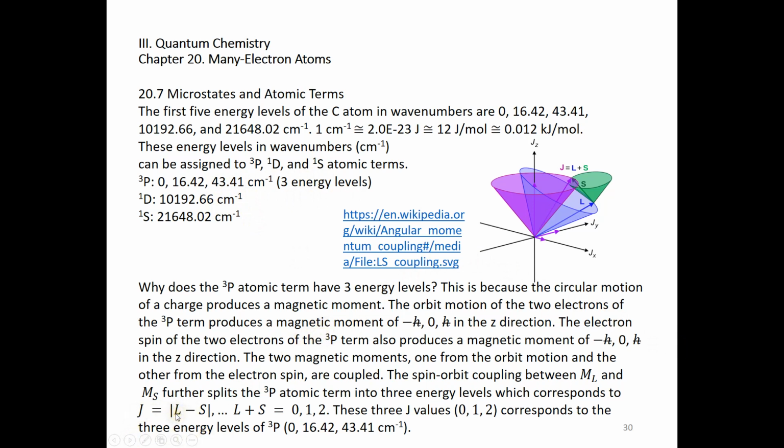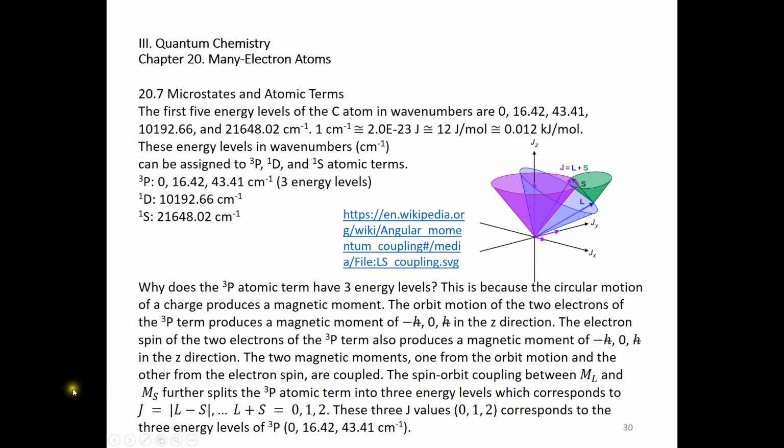J is from L minus S all the way to L plus S. So J is 0, 1, or 2 for the carbon 3p atomic term. Because when you see 3p, P means L is 1. When you see this 2S plus 1 is 3, S is 1. So when L is 1, S is 1, well, L minus S is 0, L plus S is 2. So we have three possible values for J. J can be 0 or 1 or 2.